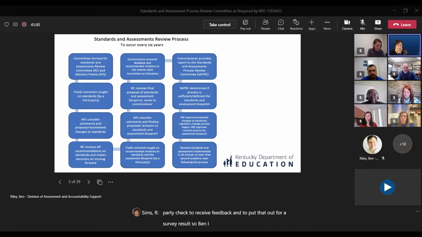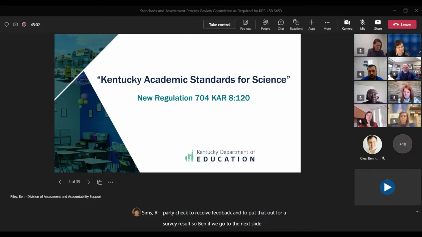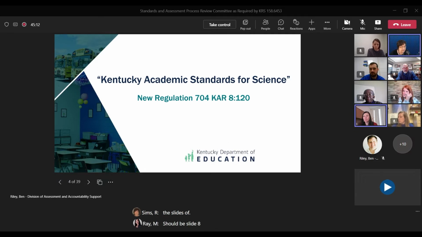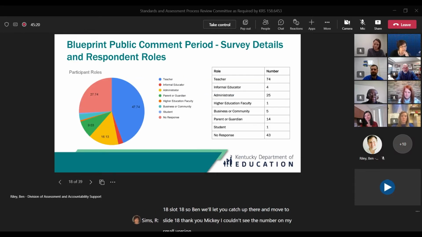So Ben, if we go to the next slide, and I think you actually have to move forward. We're up to the slides. Should be slide 18. 18. Slide 18. So Ben, we'll let you catch up there and move to slide 18. Thank you, Mickey. I couldn't see the number on my small version here.